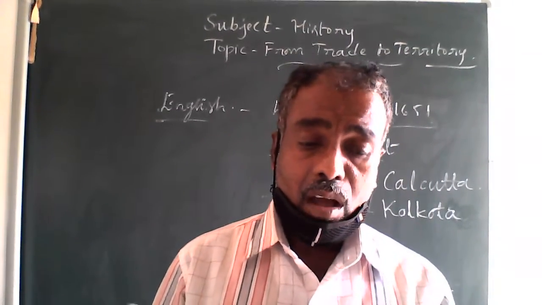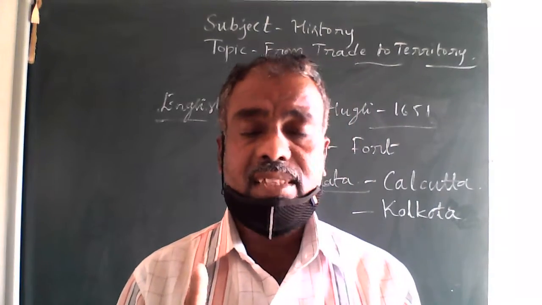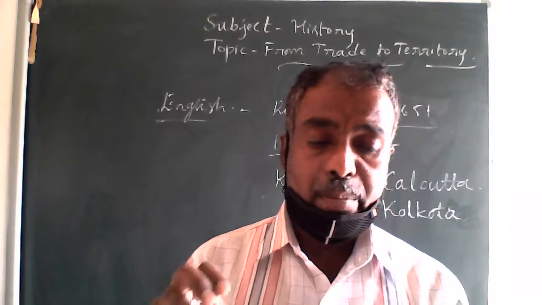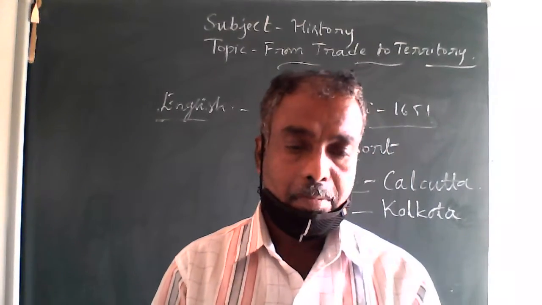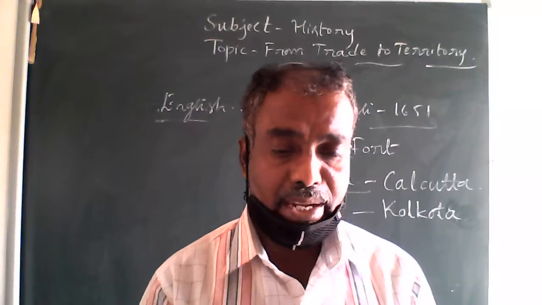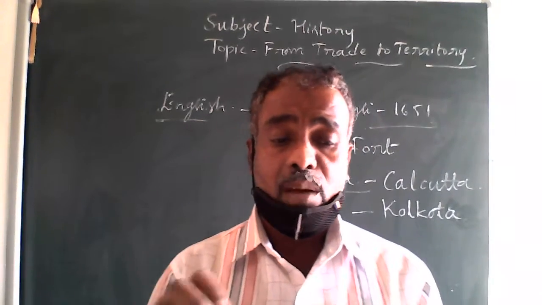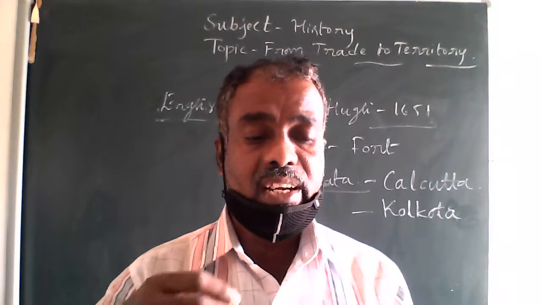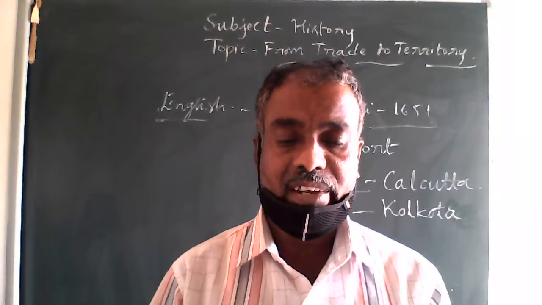Alivardi Khan died in 1756. After that, Siraj-ud-Daulah became the Nawab of Bengal. When he became the Nawab, the company was worried about his power and keen on a puppet ruler who would willingly give trade concessions and other privileges.